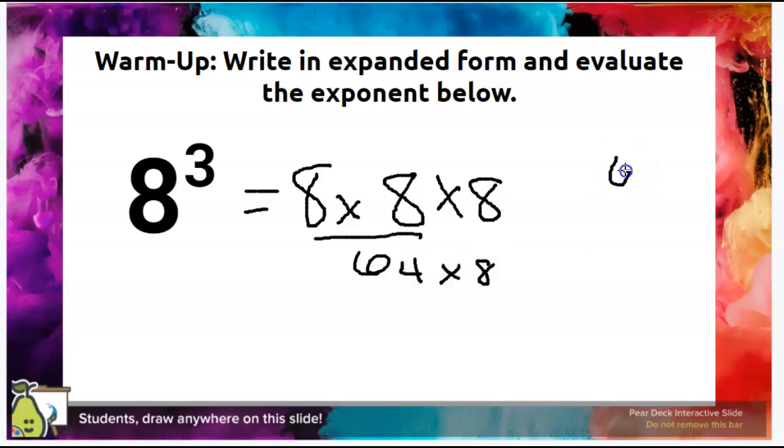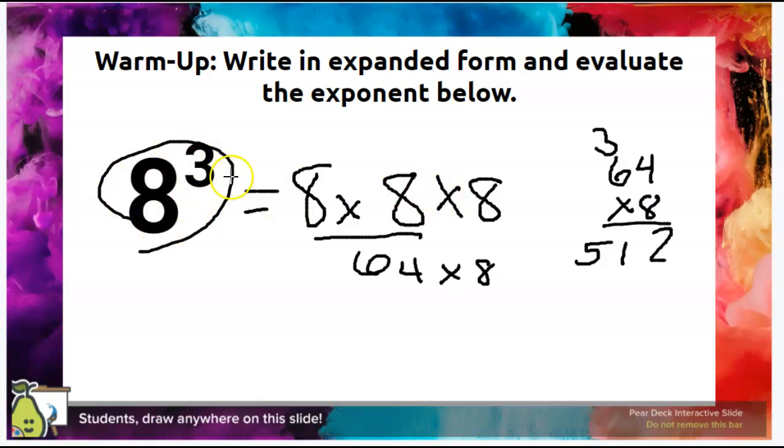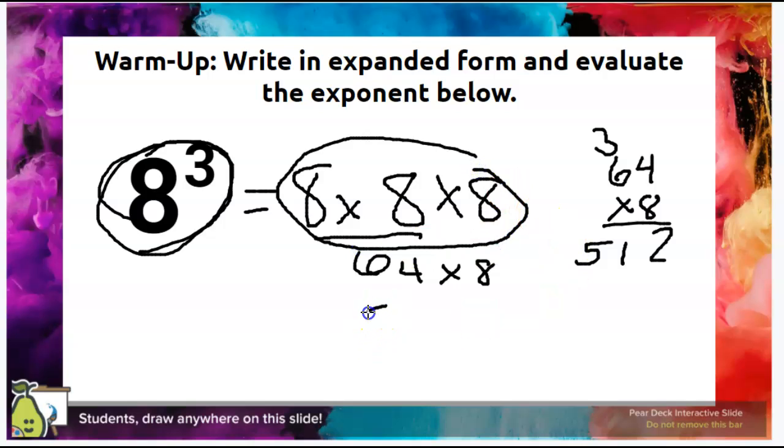And so then 64 times 8. 8 times 4 is 32. 8 times 6 is 48 plus 3. 48 plus 3 is 51. So the expanded form, that was the standard form. This is the exponential form, the one that I circled. Then this is the expanded form, and then the standard form would just be 512.